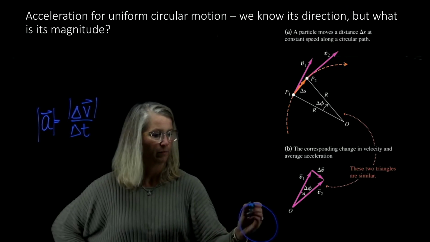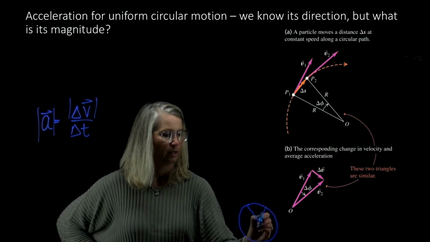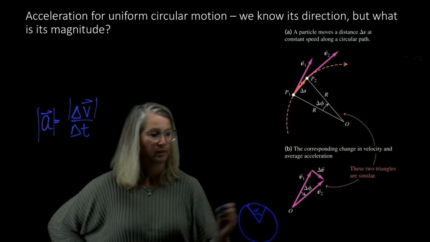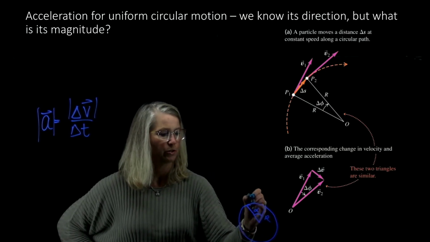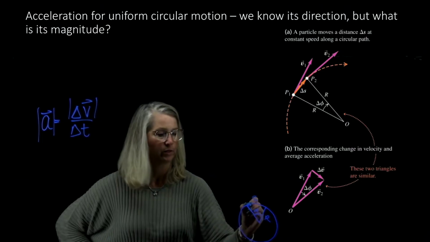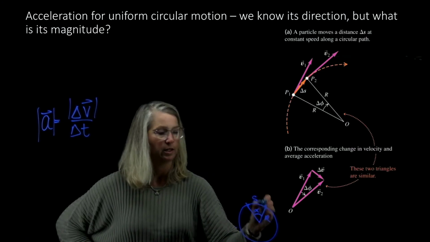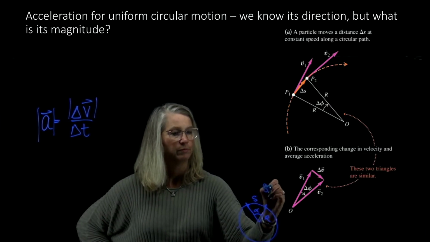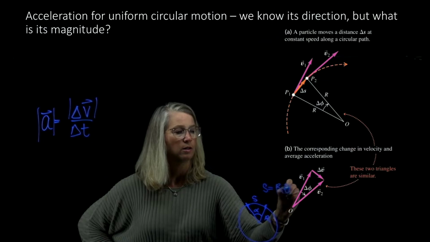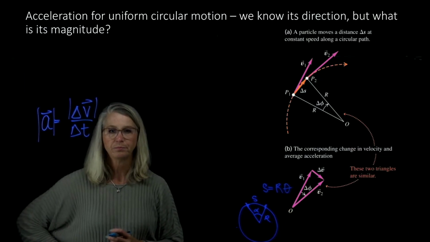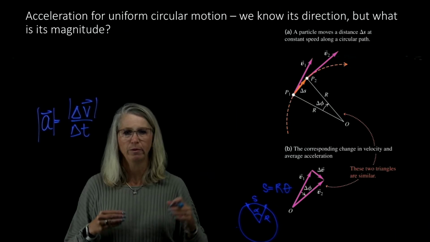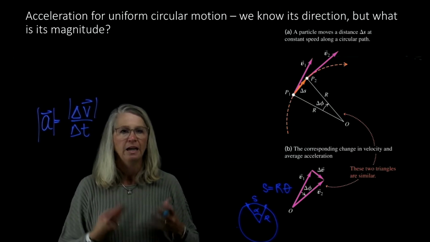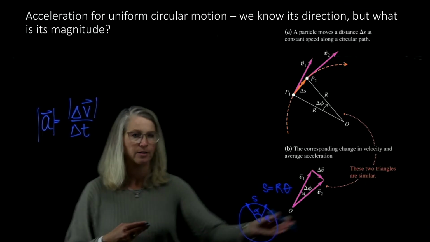Here's my little circle, and I take a piece of that circle where this is, let's just call this angle alpha, and then this is the radius of the circle, and this is the arc length. This is like going from here to here. It's true that this arc length is equal to r times theta. So we're going to use that piece of information, that the arc length is equal to the radius times theta. And now I want you to translate that to these triangles.